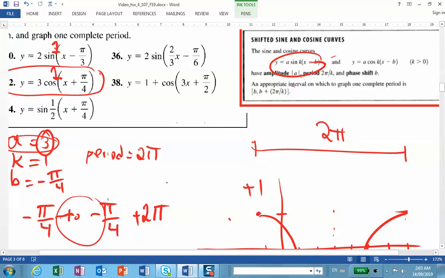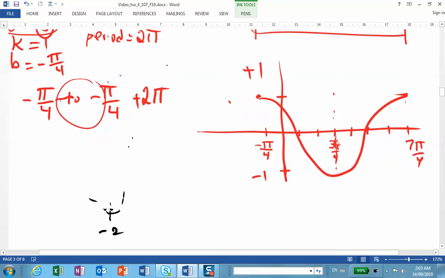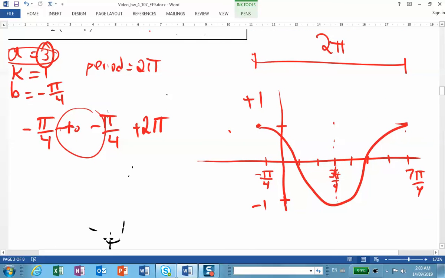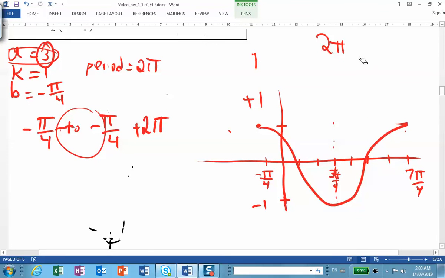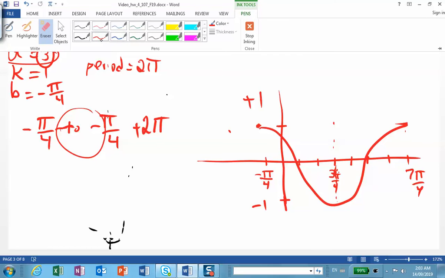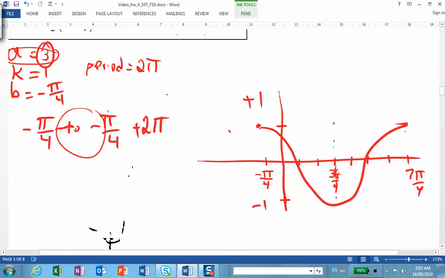Now we have to multiply it by 3 because the amplitude is 3. So let's go ahead and do a cleanup here. We're going to clean this up. Remove this. Okay. You have to stretch all of these by a factor of 3. So if this was 1, this is going to be 2, and this is going to be 3, and this is minus 1, and this is minus 2, and this is minus 3.